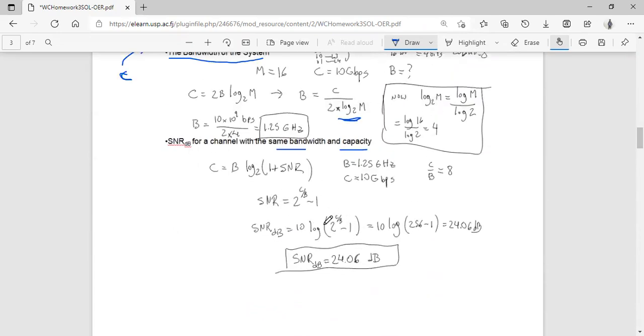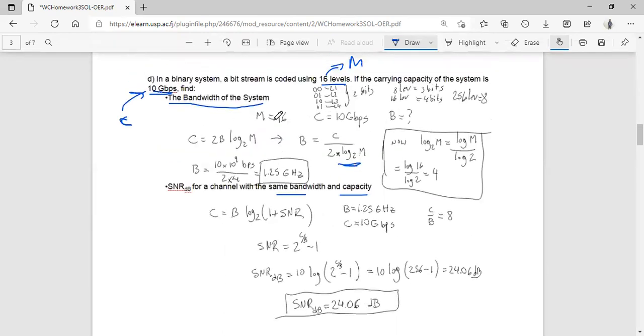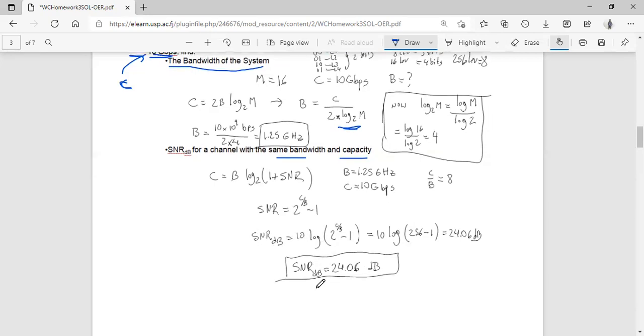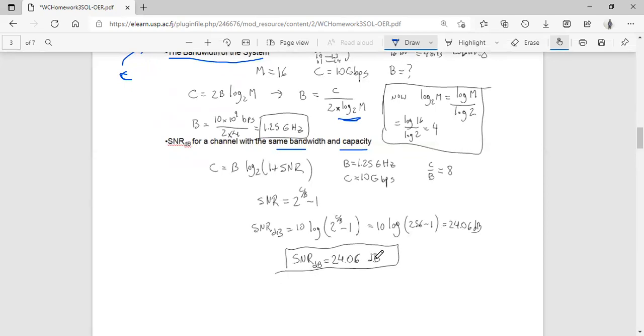Taking that same formula, we know our bandwidth, right? Bandwidth is 1.25 gigahertz that we calculated. And our capacity is the same capacity given over here, that is 10 gigabits per second. So we know our B, we know our C, and we can evaluate SNR dB. Directly substituting the values, you should get 24.06 decibels. Okay, it's direct substitution.